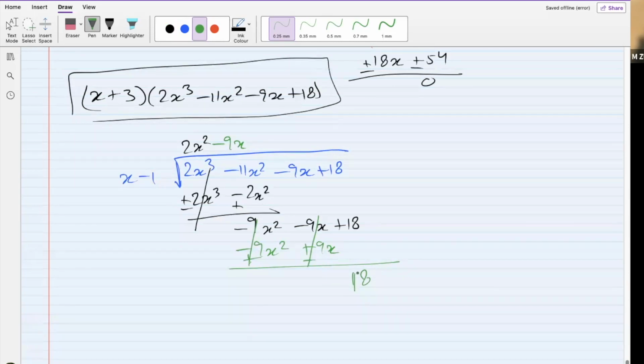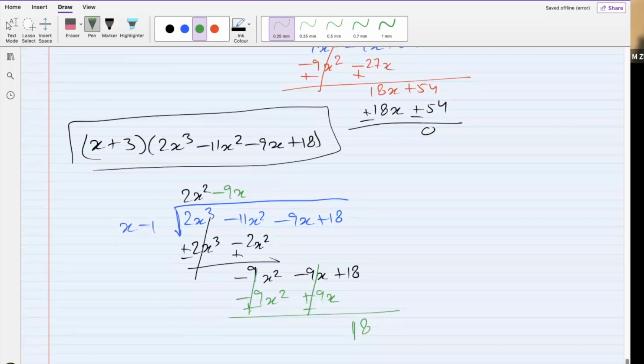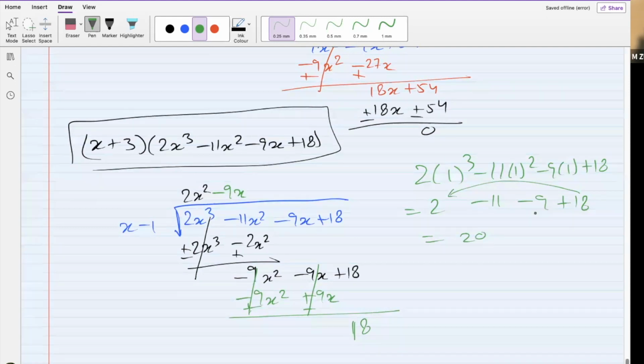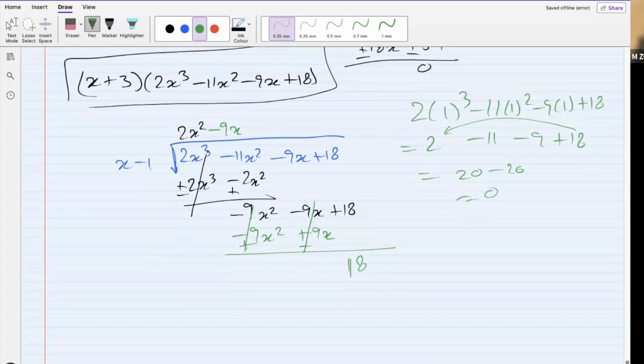x minus 1, x plus 4. Can you please quickly check if you get 0 with 1? 2 minus 11 minus 9 plus 18. Okay. This is 9 and 11, 2, and this 20 minus 20. Yes, this is 0. Where is the mistake?